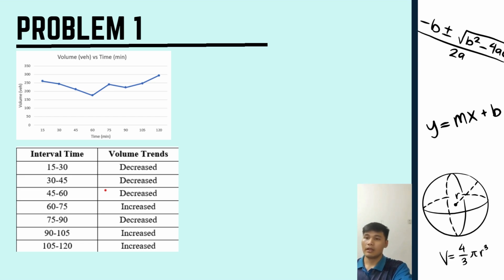As can be seen, our result has been plotted in a graph and interpreted by a table. So the volume trend that we got from 15 to 30, 30 to 45, and 45 to 60 decreases, but from 60 to 75, the volume trend increases. After that, from 75 to 90, the volume trend decreases, and from 90 to 120, the volume trend increases.